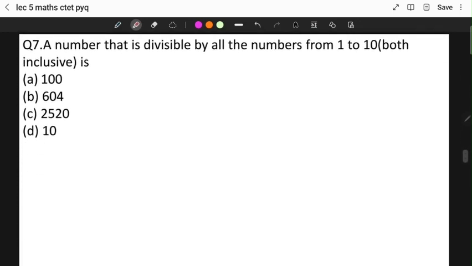Moving on to the next question, a number that is divisible by all the numbers from 1 to 10, both inclusive, is what? So let us check. Now we know what the divisibility tests are. We have learnt them in our previous classes of the foundation batch.